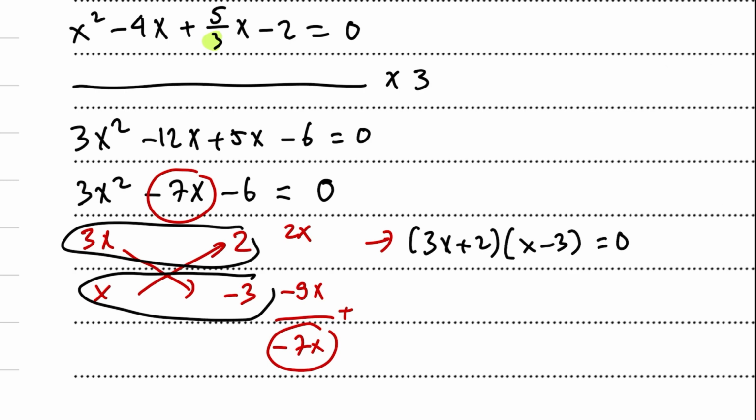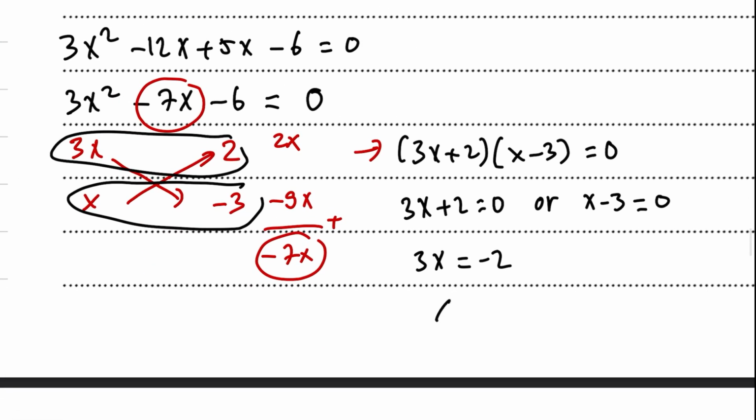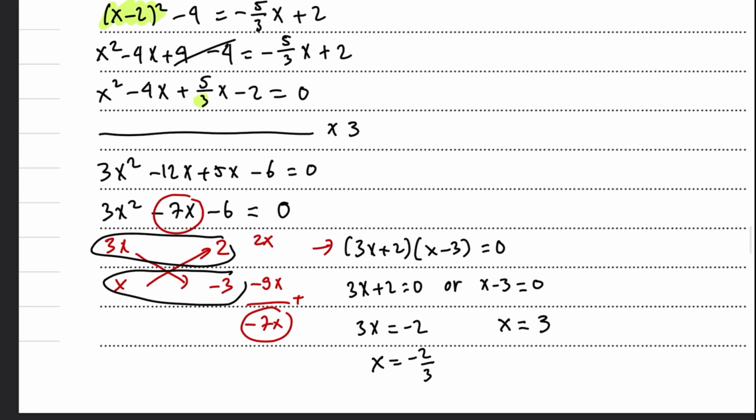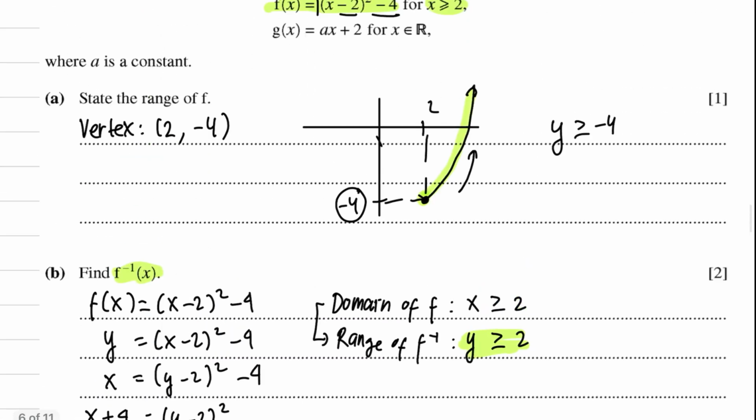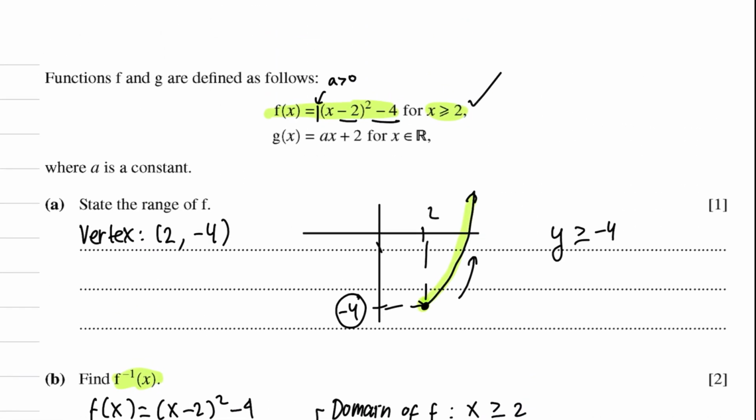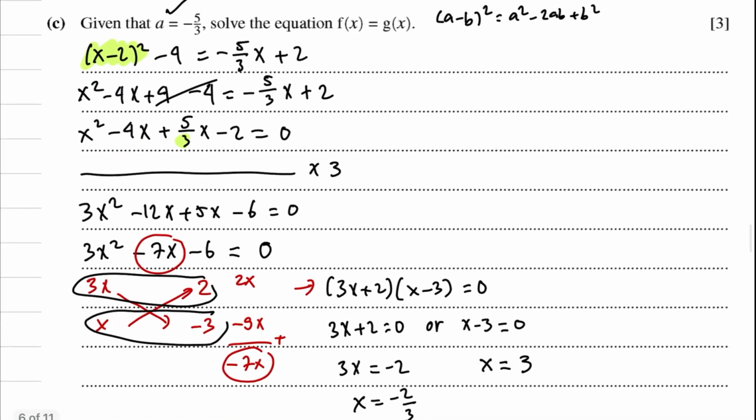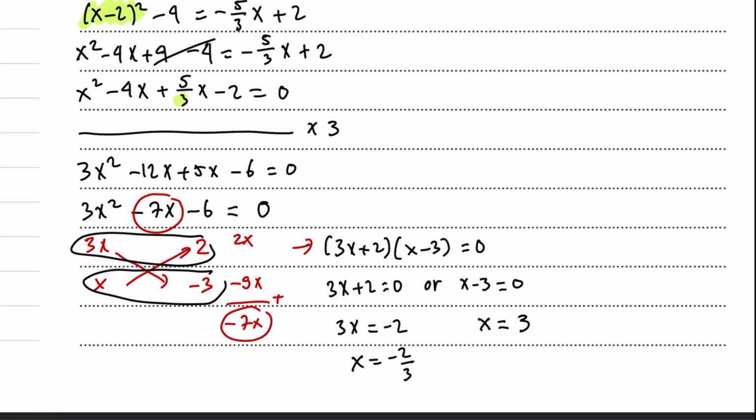equals 0. So that means your first one is 3x plus 2 equals 0, or x minus 3 equals 0. So from here, you will get 3x equals negative 2, x equals negative 2 over 3. And the second one is x equals 3. But be careful, you have to pay attention to the question because we limit our x to only greater than or equal to 2. So that means this one is not the solution, so this is the only solution that we have because it's greater than or equal to 2.